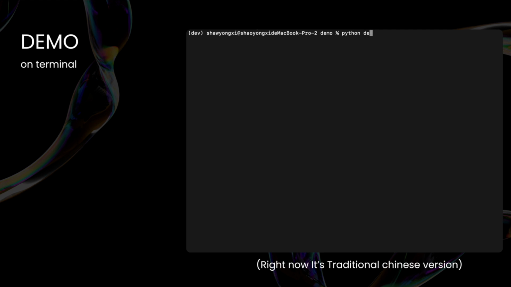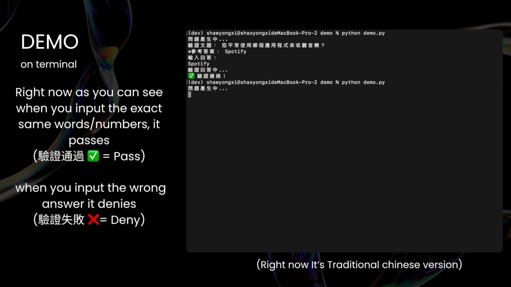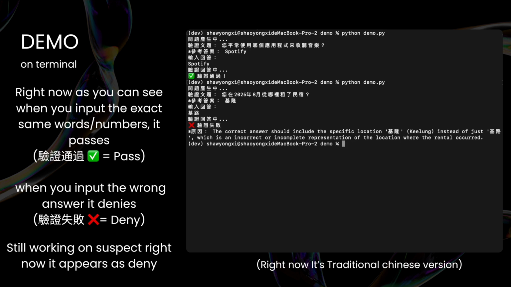This is our demo for the DKBA authentication system. As you can see, if you type the exact correct answer to the question, you will pass. On the other hand, if you type an incorrect answer, you will be denied. Right now, we're still working on the suspect stage. At the moment, answers that are almost correct are marked as suspect, but the final output is still denied.